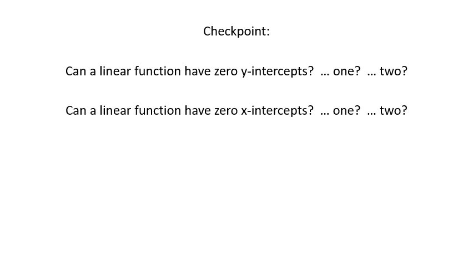So for your checkpoint problem, I want you to go back and look at linear functions. Is it possible for a linear function to have zero y-intercepts? Is it possible to have one y-intercept? Is it possible to have two y-intercepts? And then also, is it possible for it to have 0, 1, or 2 x-intercepts? So you may want to try to draw those lines in various ways and see which of these is possible. I'll leave that for you to work through.